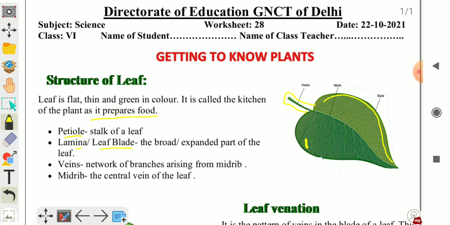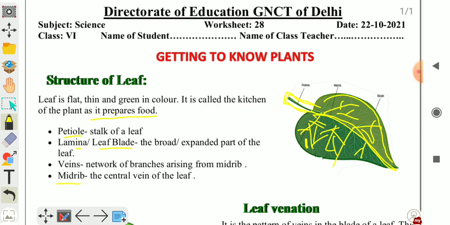Veins, the network of branches arising from the midrib. This part is called midrib. ये क्या है बच्चों? Midrib. And the network of branches arising from the midrib. These branches from the midrib are called veins. Midrib, what do you mean by midrib? The central vein of the leaf, this one. And this part is called the stalk of the leaf.